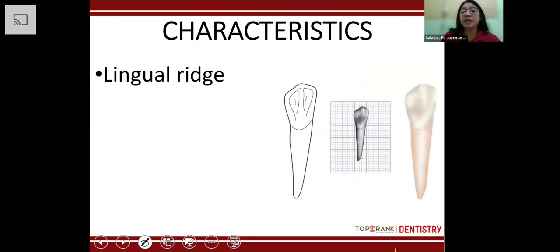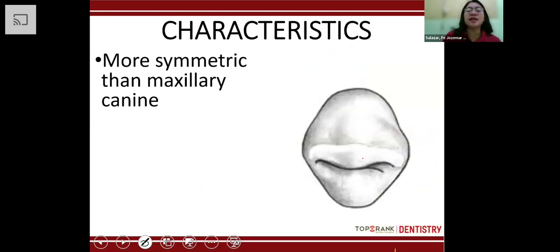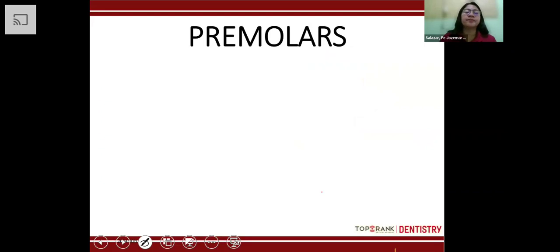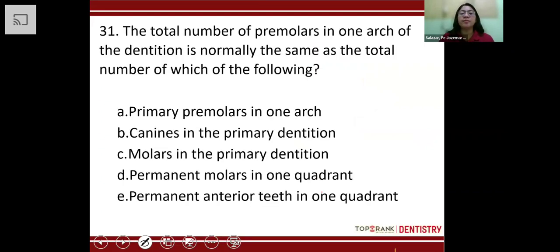We have the presence of a lingual ridge but not as prominent as that seen on the maxillary canine. So it is more symmetric than the maxillary canine. Wala siya yung pinching of the distal surface. Now, let's move on to your premolars.